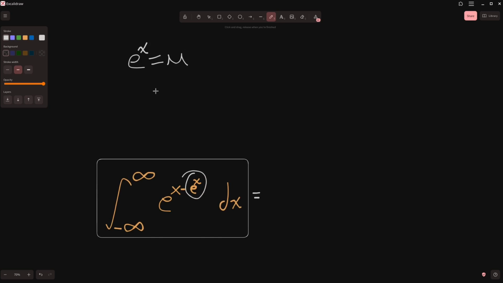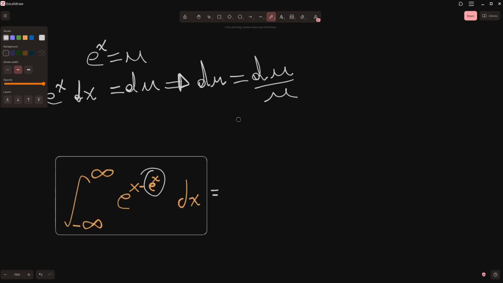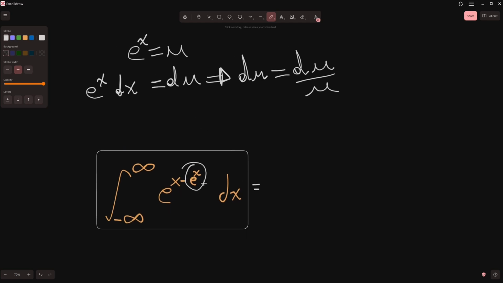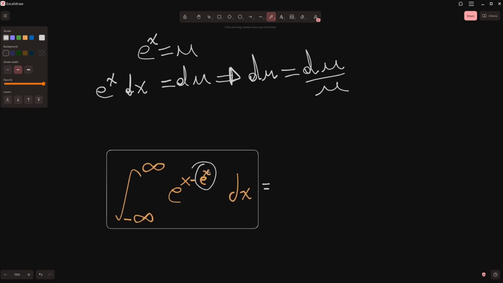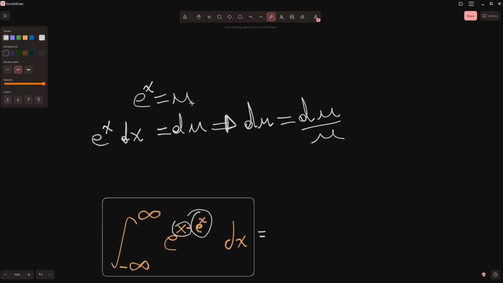and the du should be e to the x dx, and therefore dx should be du over e to the x, but e to the x is u, so du over u. And here, we already have this dx and e to the x, and we don't have x, so if we want to obtain this value, we can use this expression. So I'm going to use this.